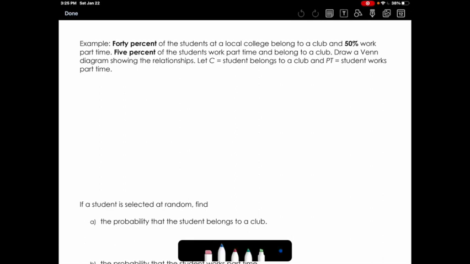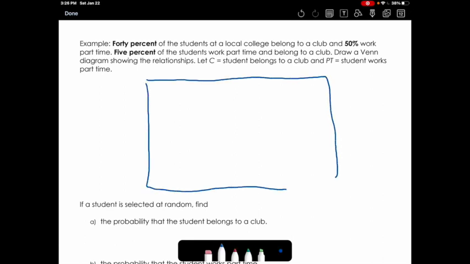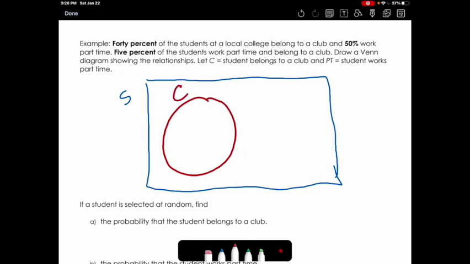We're going to label C the event that a student belongs to a club, and PT means that a student works part-time. So here is our entire sample space. We're going to label that S. We have C that belongs to a club, and then we'll have PT for students that work part-time.